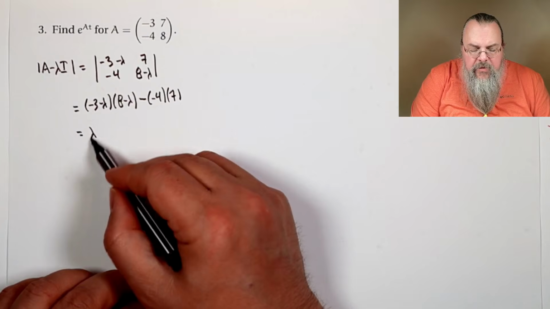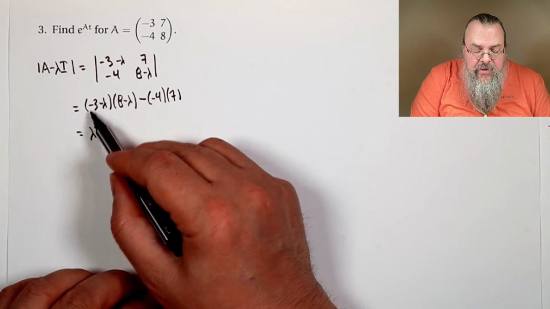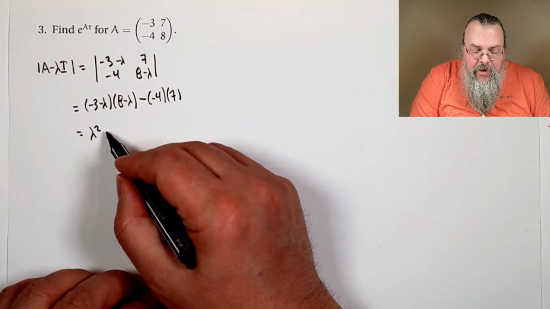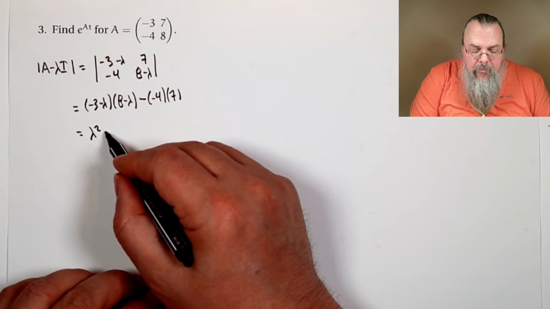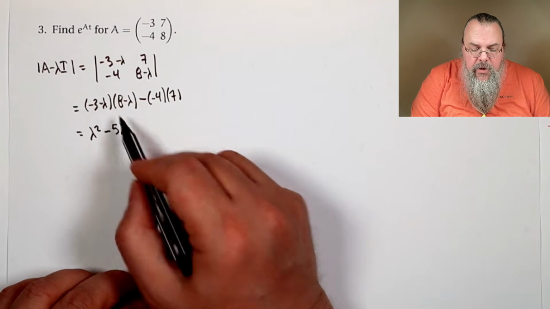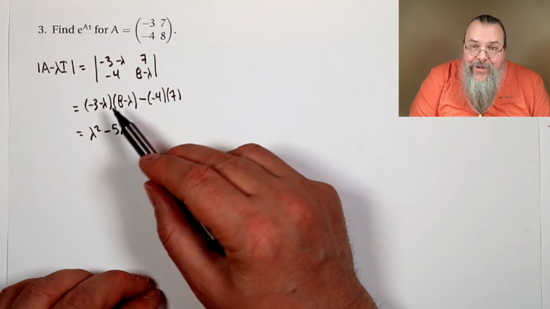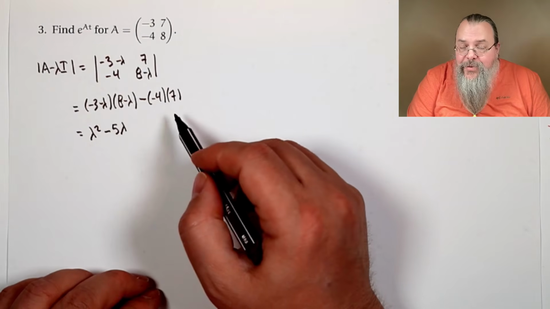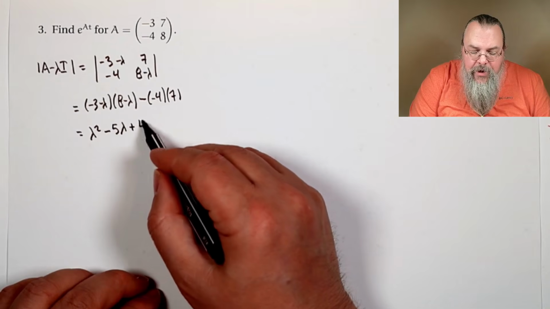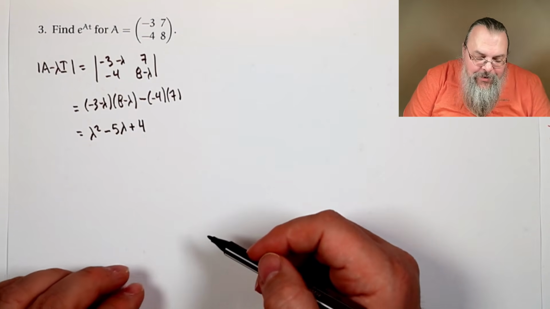which will give us the lambda squared, that's the minus lambda times minus lambda. Then we'll have a plus 3 lambda minus 8 lambda, plus 3 minus 8 will give us a minus 5 lambda. Then we have a minus 24 and a plus 28. Minus 24 plus 28 gets us to a plus 4. All right, so there we go.